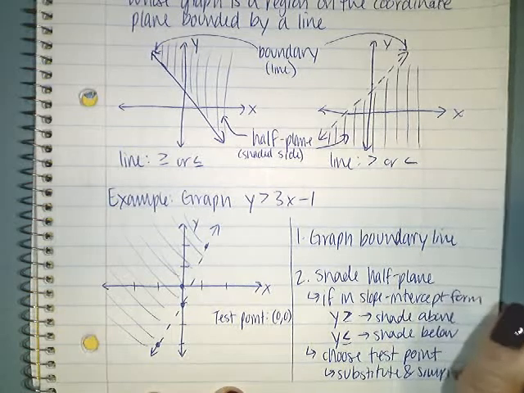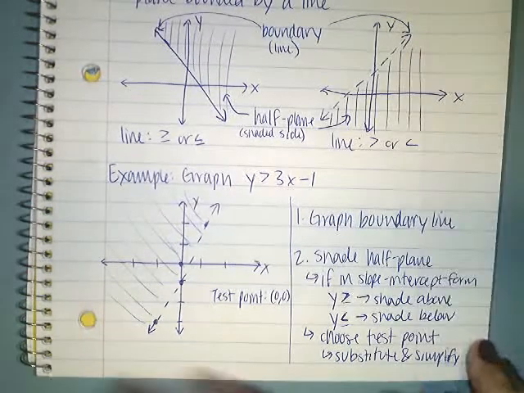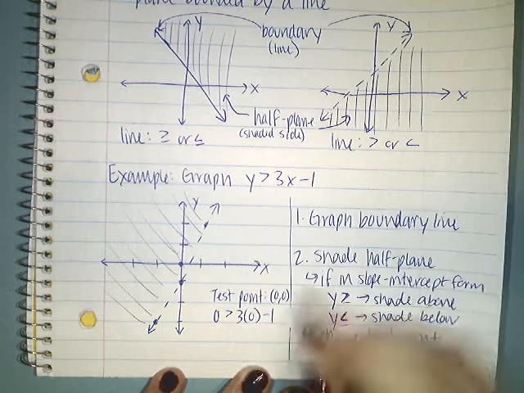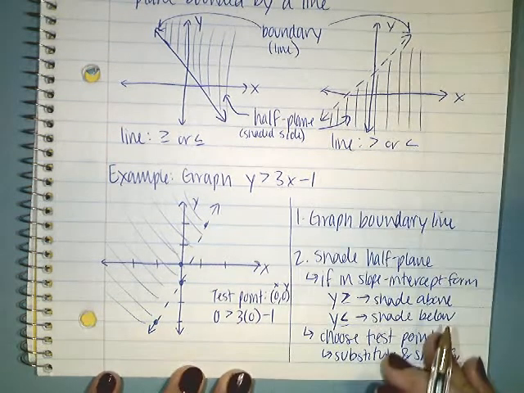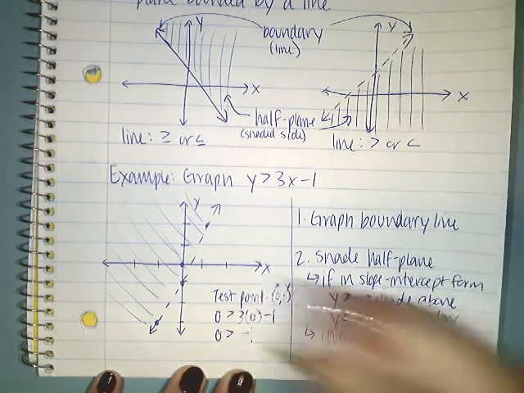So I'm going to substitute and simplify. Sorry, I'll slide that down a little bit. Substitute and simplify. So I'm going to have 0 is greater than 3 times 0 minus 1, because all I'm doing is plugging in for x and y in my original inequality.